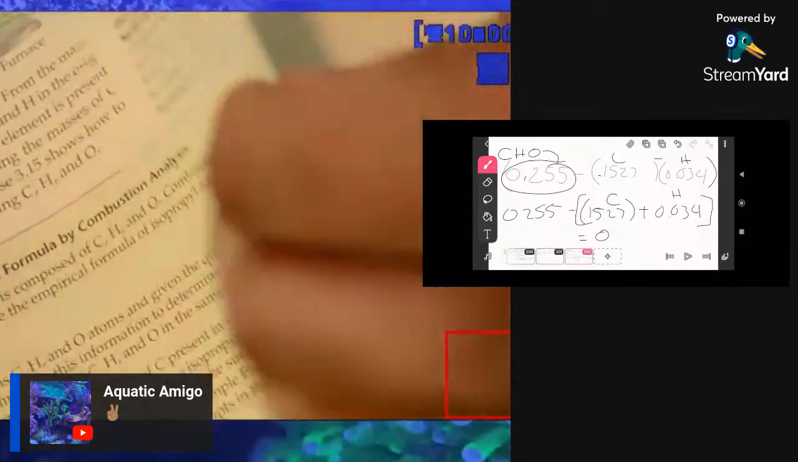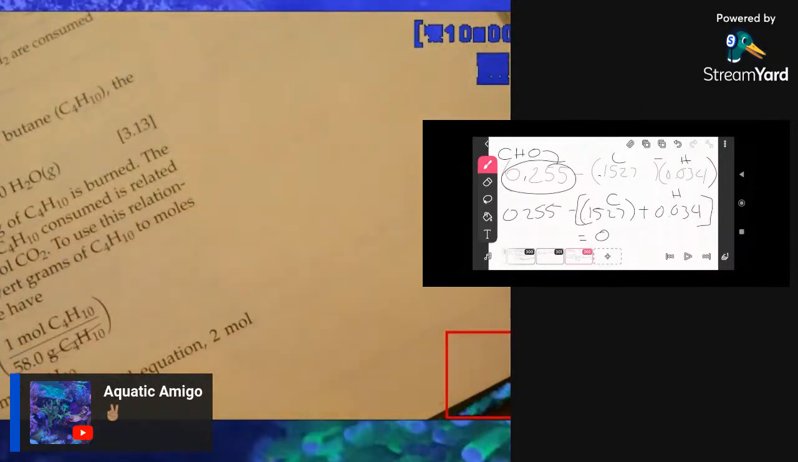And then, man, I don't have a calculator. Hold on, let me just go with my notes. 0.068 grams of oxygen. Okay, there you go. Yeah, perfect.